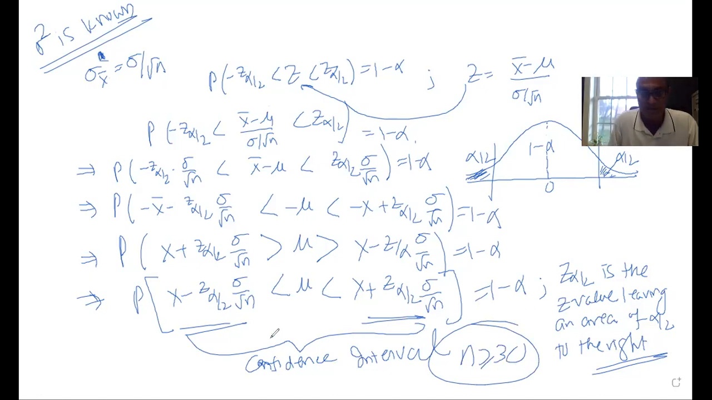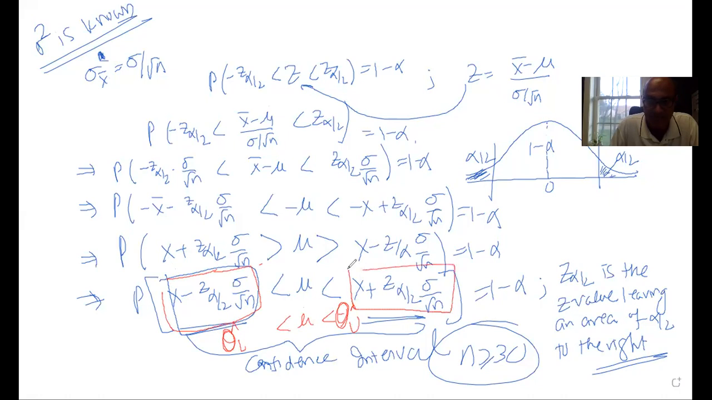And clearly, if you compare this one with my previous slide, this part is nothing but this one. Let me change the color, maybe you will have some better flavor. So this part is nothing but your theta L hat is less than nu is less than theta U hat. This is my theta hat U and theta hat L, the lower limit and upper limit.